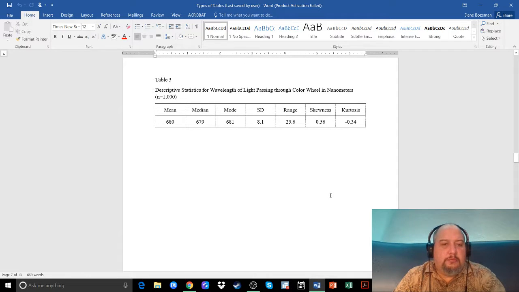to this table, this is a univariate descriptive analysis. Everything is continuous. I've got the mean, median, and mode. That's the center. I've got the standard deviation and the range. That's the spread. Then I've got skewness and kurtosis. That's the shape. So center, spread, and shape is right here.